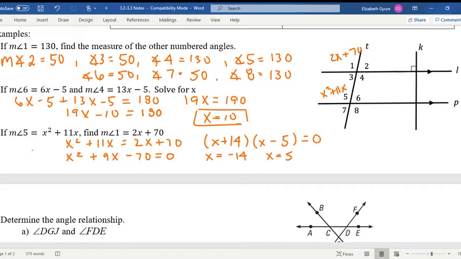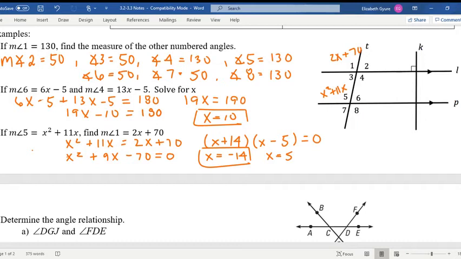So if you plug negative 14 in here, let's see what happens. Negative 14 squared plus 11 times negative 14, you do get a positive 42. So that is a possible answer. And if you plug in 5, you then want to make sure that when you plug it into the other one, you get the same answer. So if you did 2 times negative 14 plus 70, you're also going to get 42. So that is a possible answer in this scenario. Do we understand why? Because when you plug it back in, it becomes positive.